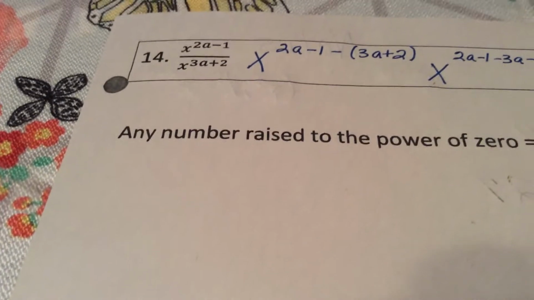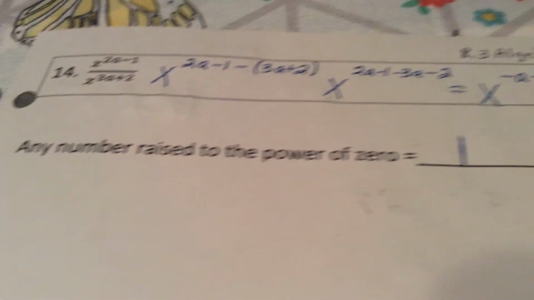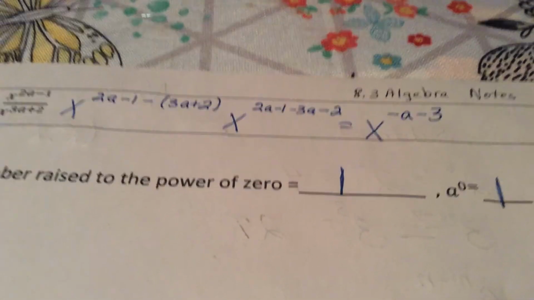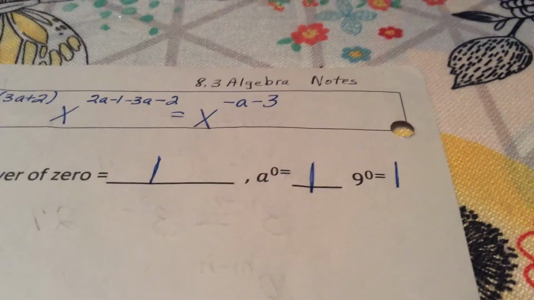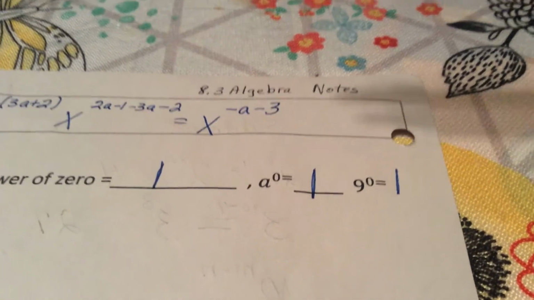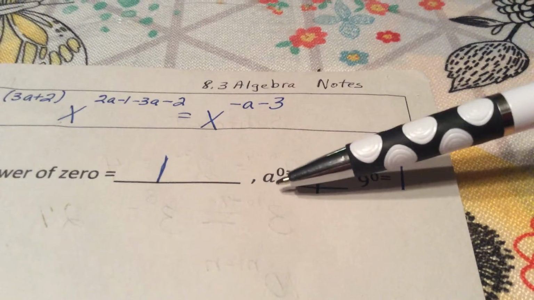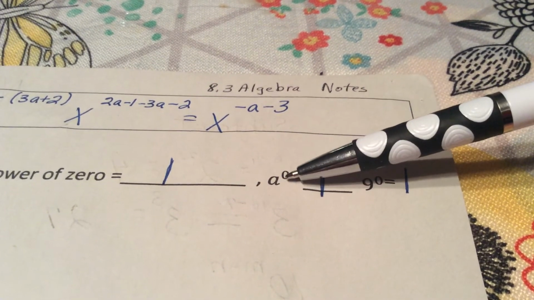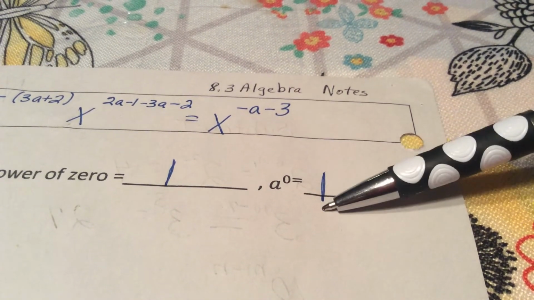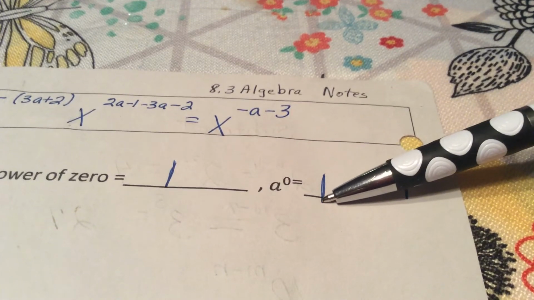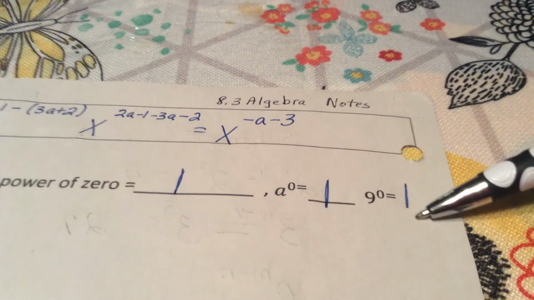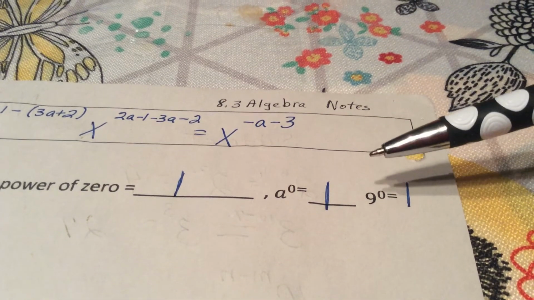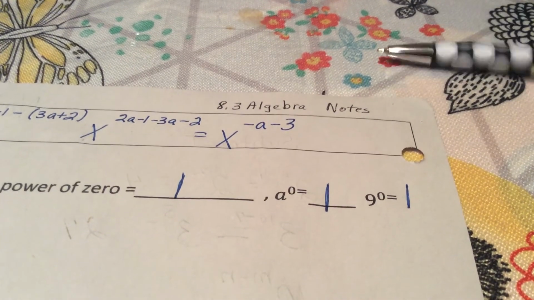Last thing, and we've already talked about it, any number raised to the power of 0 is equal to 1. Now there is an exception to that. 0 raised to the 0 power is not 1. But any number a raised to the 0 power is just going to be 1, or it just goes poof. It disappears. 9 to the 0 power is equal to 1. Anything raised to the 0 power except for 0 is 1.